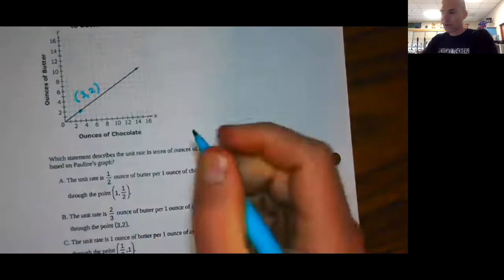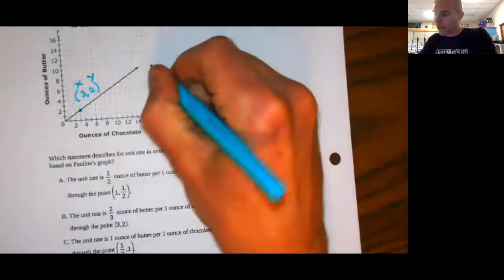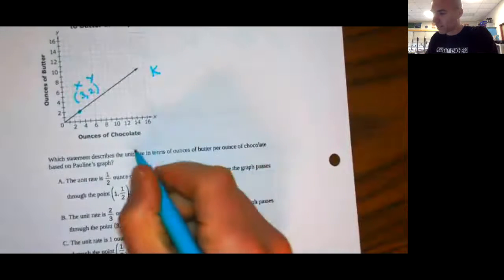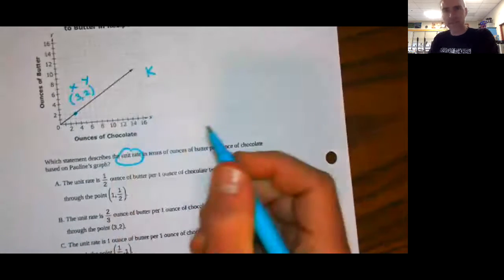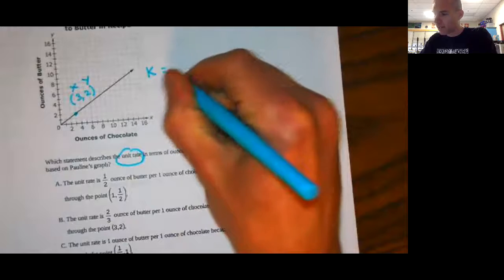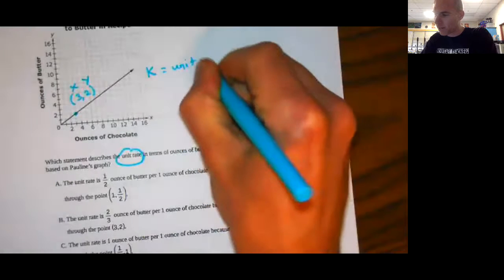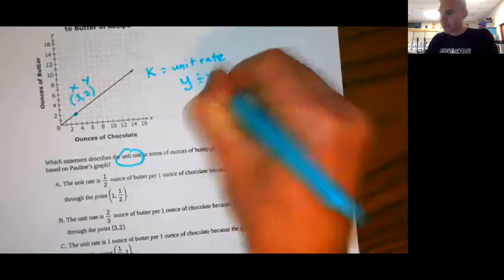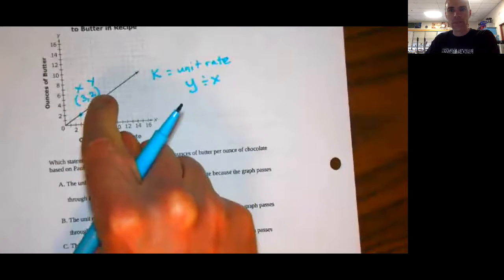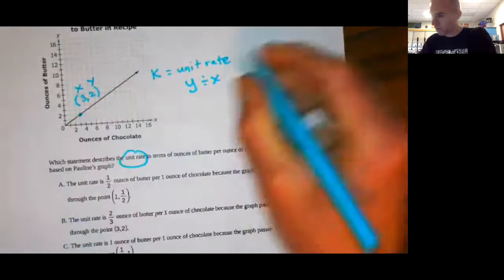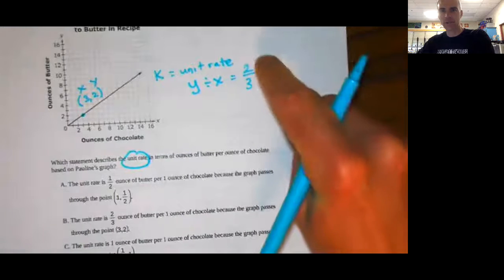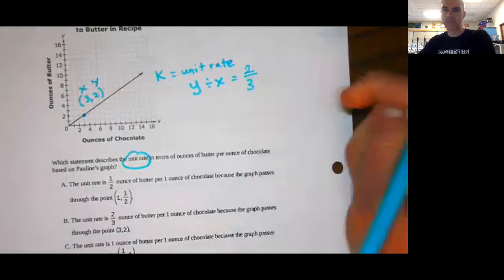If this is a Y value and this is an X value, then I know my K, my constant, my unit rate, whatever you want to call it. I think in this question, they're asking us about unit rate. Remember, those are the same thing, right? K equals the unit rate, and that's going to be Y divided by X. So 2 divided by 3, which is 2/3. I can just write it as the fraction, 2/3, 2 divided by 3.